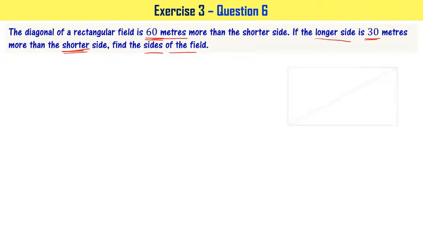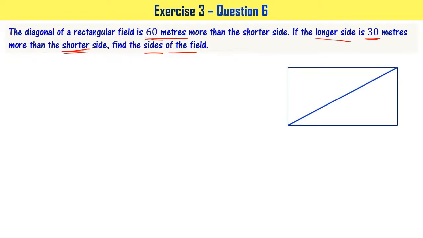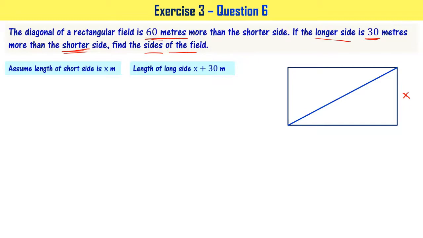To begin with, let me assume that the length of the shorter side is x meters. This is x meters, right? The longer side is x plus 30 meters, because longer side is 30 meters more than the shorter side, right? It is going to be x plus 30. And the diagonal of the field is x plus 60, because it is 60 meters more than the shorter side, right?